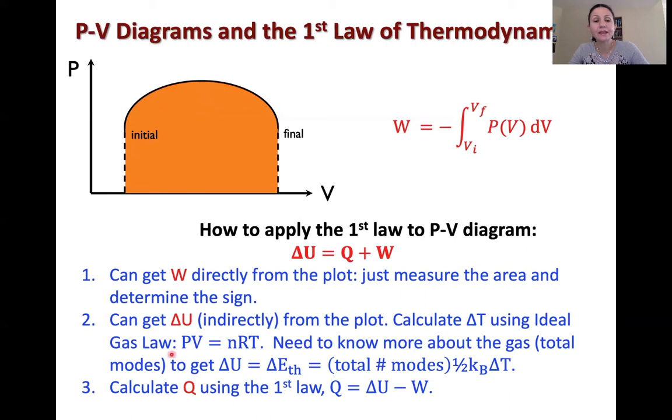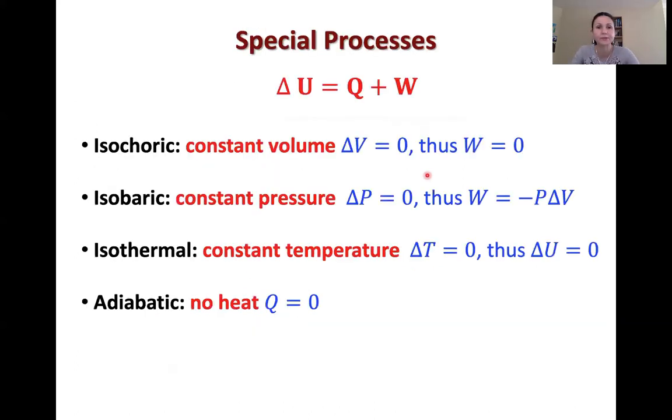And then finally, Q is normally the last thing you'll calculate. So it's nothing that you get directly from the PV diagram, but by calculating work and then delta U, you can use your first law to solve for Q, which is going to be then delta U minus work. So this is kind of the standard way that you'll approach these problems.